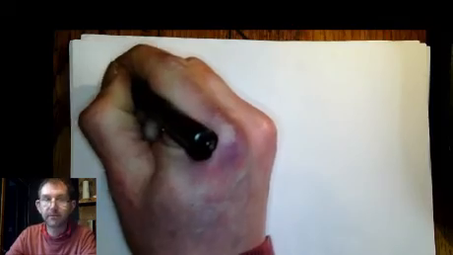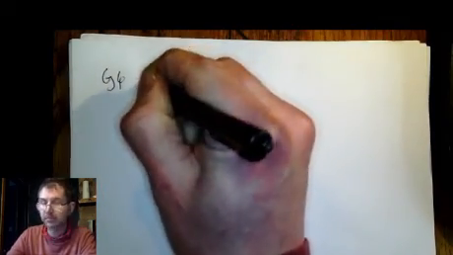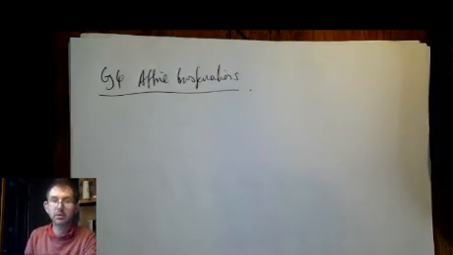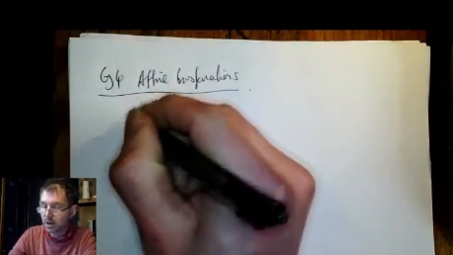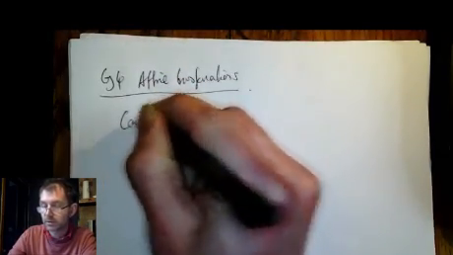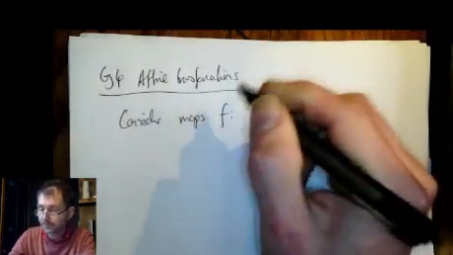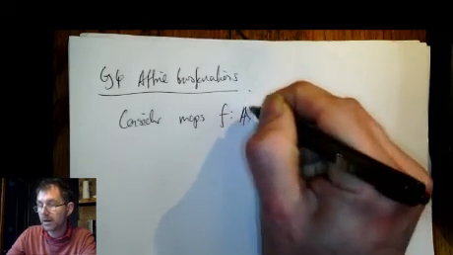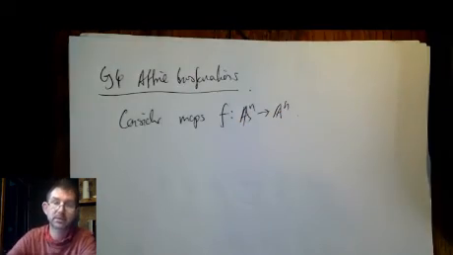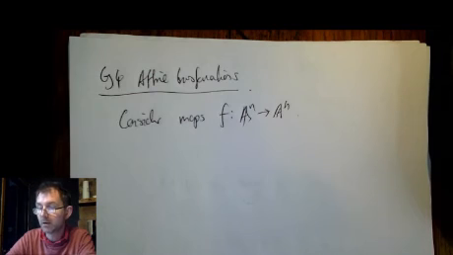Okay, we are going to move on to chapter 4 here. So that's going to be affine transformations. And in looking at affine transformations, we are going to be interested in maps F, which take affine n space to affine n space, which preserve some aspect of the geometry of affine n space.